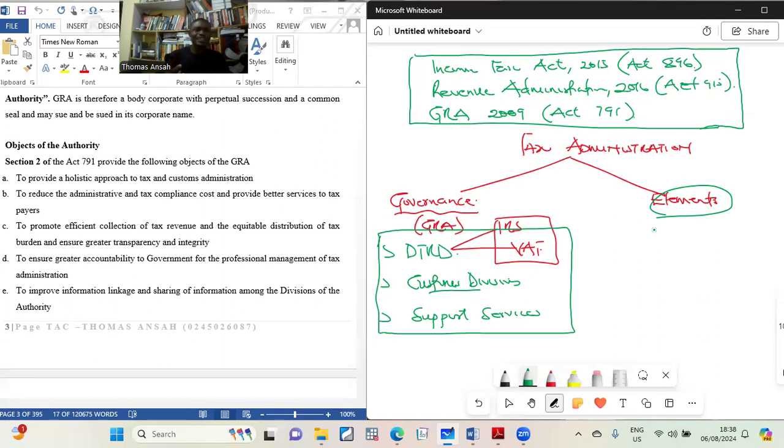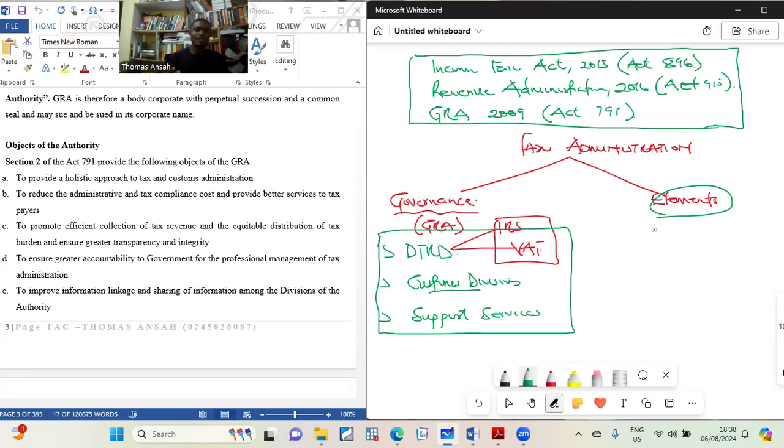It makes compliance expensive. So what happened is that we now need to bring in technology so that wherever you sit, you can file your tax. Wherever you sit, you can pay your tax. So that is what my thesis is about. So we try to reduce compliance costs. That is the perspective of GRA, and also offer better services. That is the object.